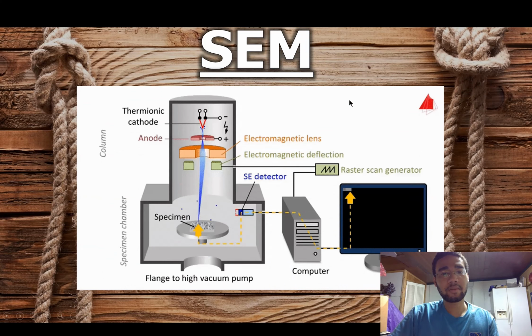This GIF here paints a better picture of how SEM works. Here you have the high energy beam of electrons being shot at the specimen. It is then being picked up and read by the SE detector, which then goes to the computer, and then the worker is able to read the data off of the monitor.